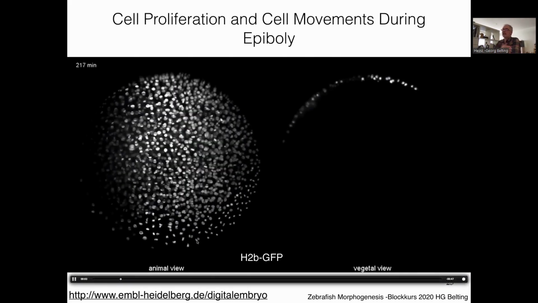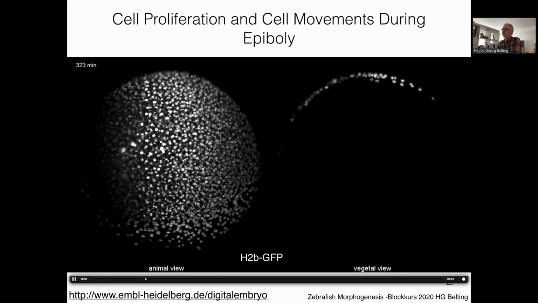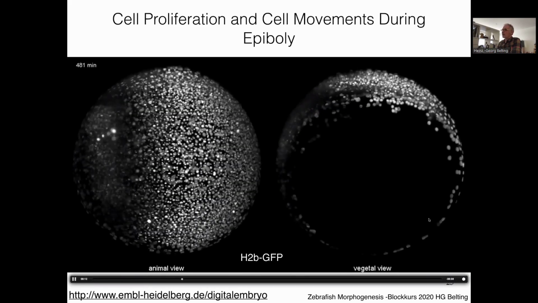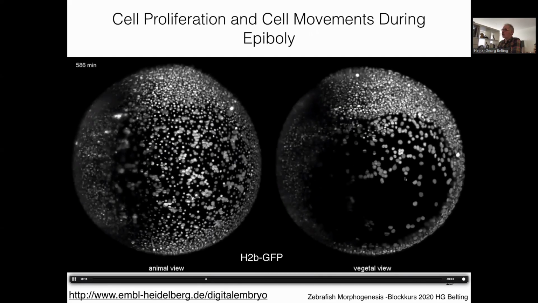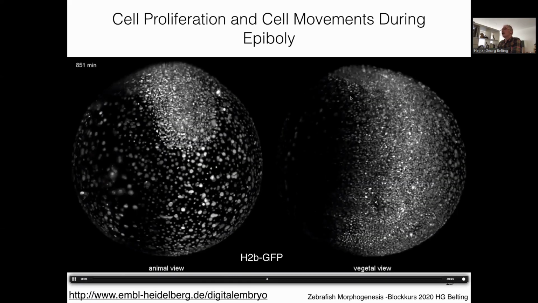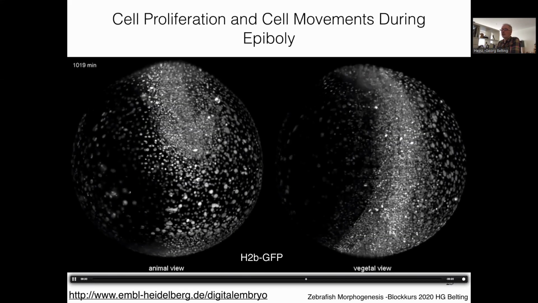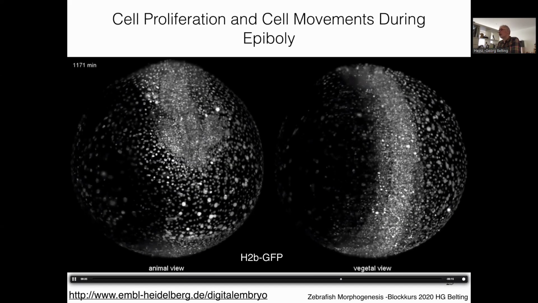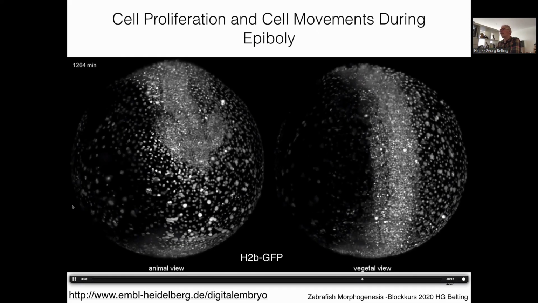You see actually here that the cell divisions are really synchronous in the beginning. On the left-hand side is an animal view. This is a side view, a vegetal view, and you see during epiboly how these cells are going to the vegetal pole. You have this closure of the yolk plug, and then you have formation of the body axis. And actually, you can compute the behavior of every single cell during these time-lapse movies. Maybe I show this again.